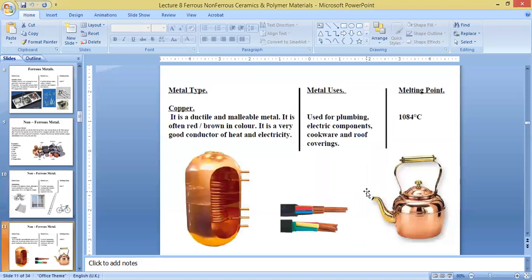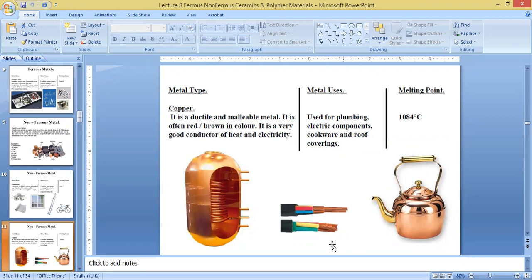Coming to copper, the ductile and malleable metal. I think you should know these by now. I asked you to learn the definitions of ductility and malleability. So it is highly ductile and malleable. It's often reddish brown in color, brownish red. It is a very good conductor of heat and electricity.